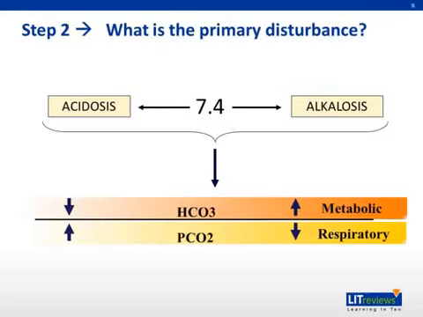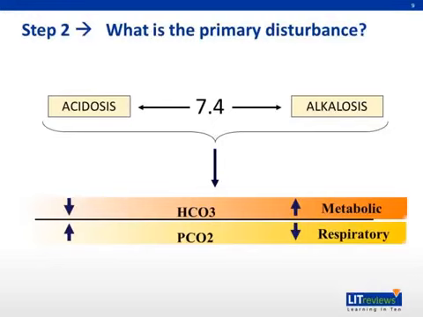Second, what is the primary disturbance? I already mentioned that the pH is mainly determined by changes in CO2, bicarbonate, or both. When the pH is low, this is due to either an accumulation of CO2 or loss of bicarbonate. When the pH is high, this is usually due to a decrease in CO2 or accumulation of bicarbonate. After you commit to either acidosis or alkalosis, as I showed you in step 1, then your second step is to look for the changes that will explain the abnormal pH.